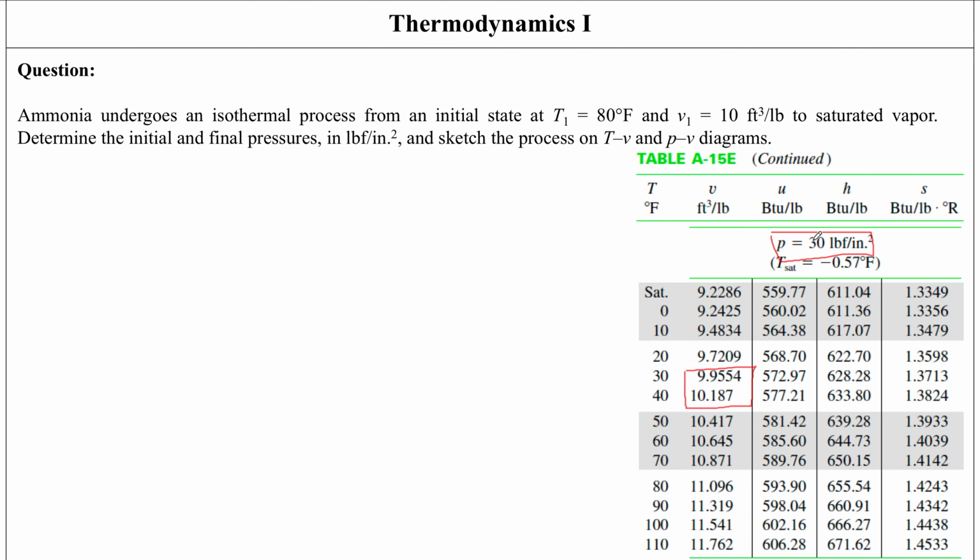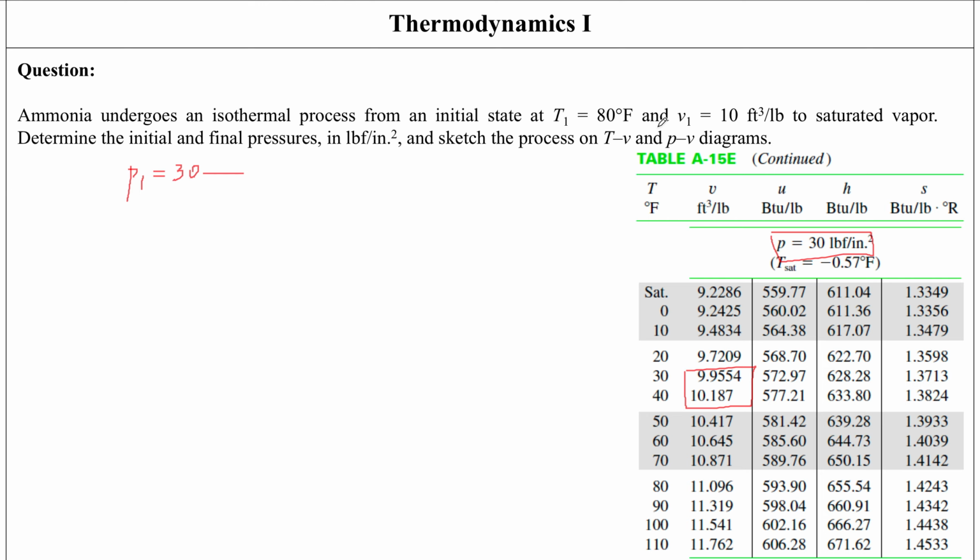But the pressure is the same for all of these values, so that means that the pressure at the initial state is going to be 30 pound force per inch square. Okay, so just write down the units here. This is your pressure at the initial state.